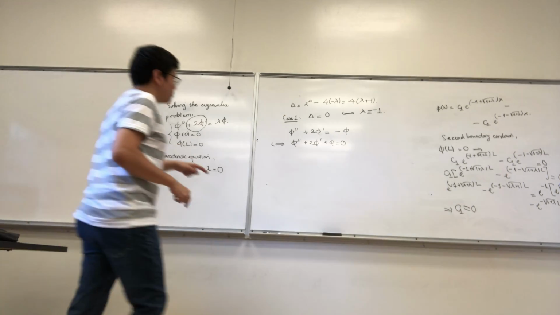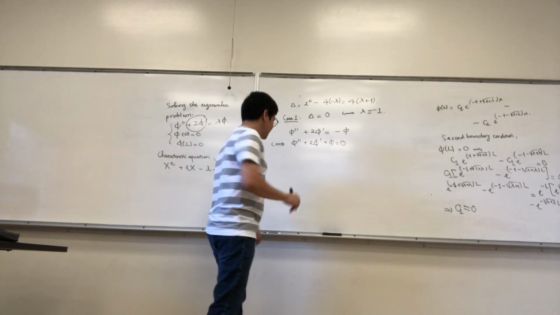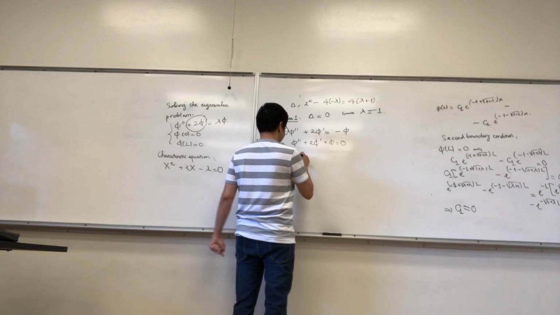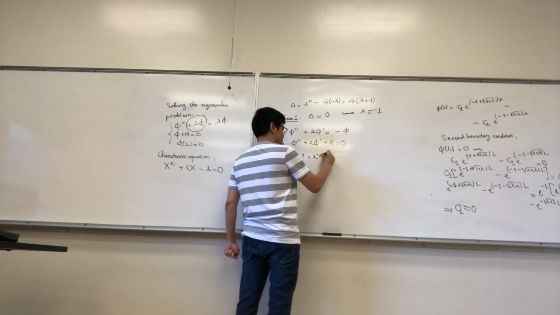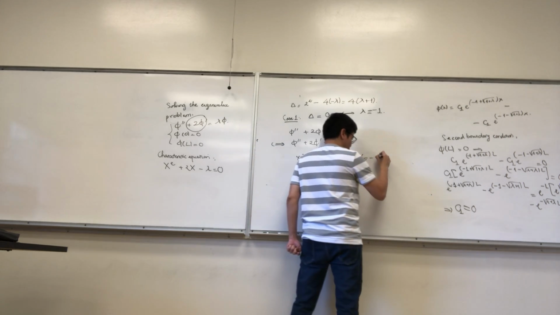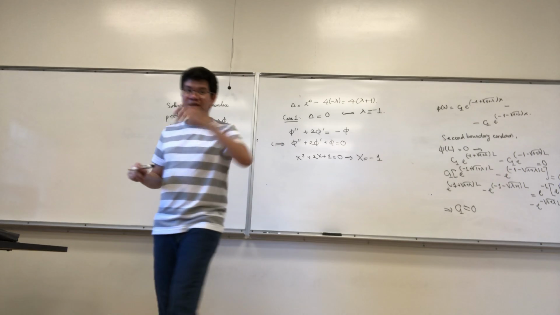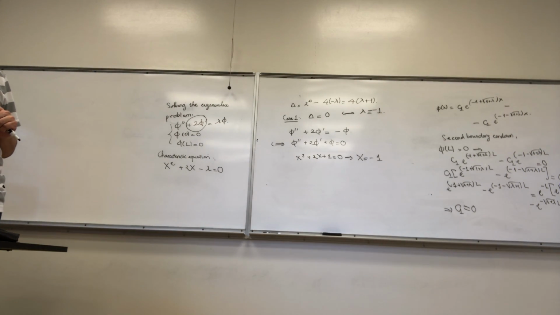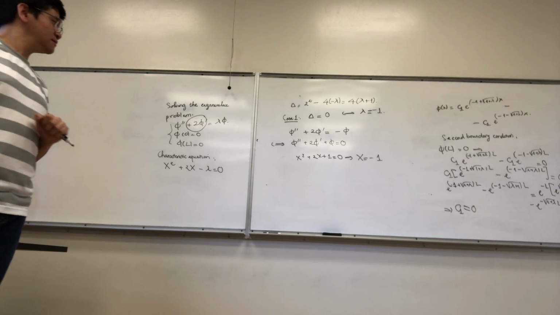So the root is negative 1, right? So in this case, when lambda is negative 1, x squared plus 2x plus 1 is 0, which means that you only have a double root, minus 1. But what is the solution in this case? It would be c1 e to the x1 plus c2 x e to the x2, where x1 and x2 are the same.